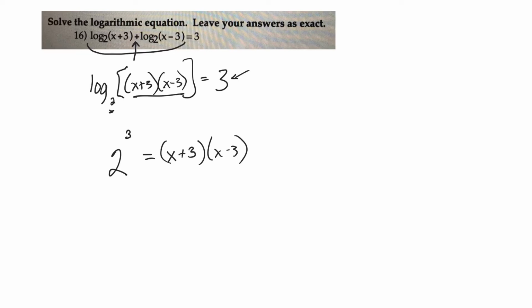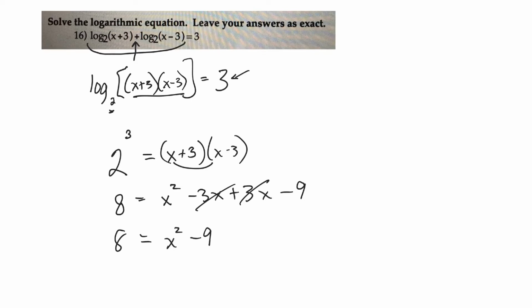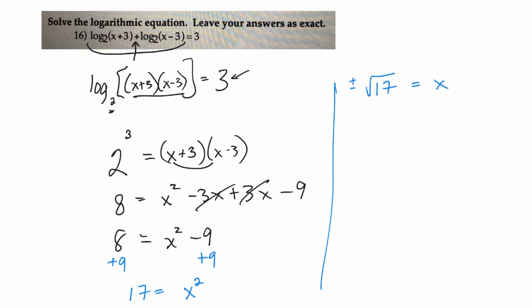2 to the third, careful with that, is 8, is equal to, here when I FOIL, I'll get x squared minus 3x plus 3x minus 9. Cancel. 8 equals x squared minus 9. Then at this point, I'll add 9 to this side, add 9 to this side. So I get x squared is equal to 17. And then I'll take the square root of both sides. Just x. And this I should write as plus and minus.